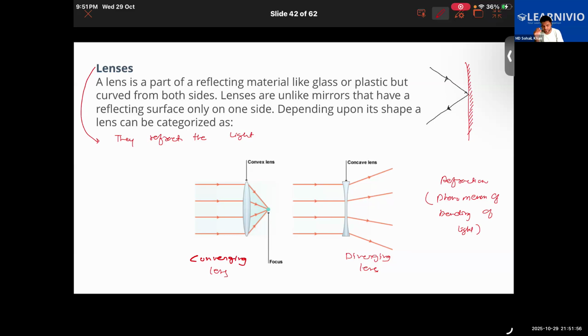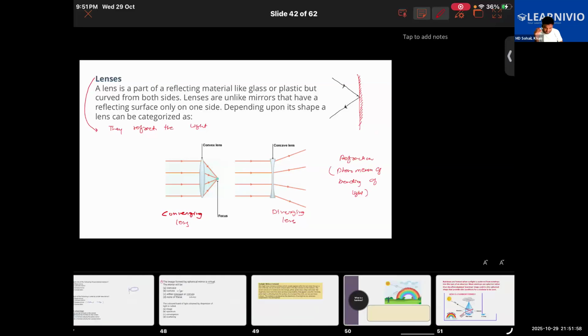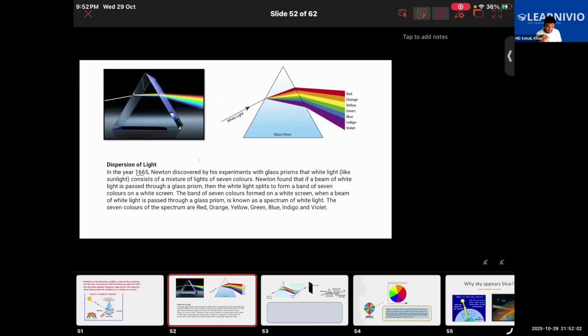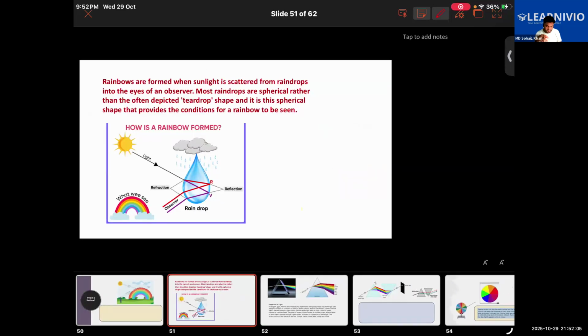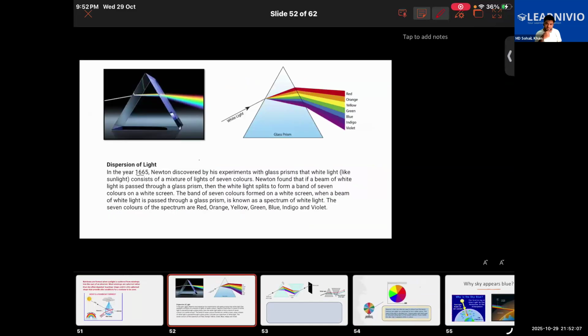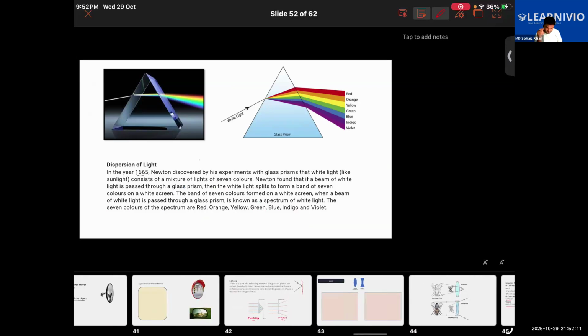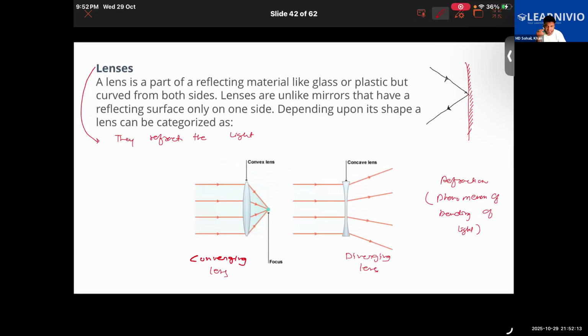We have that concept later on, we'll be learning about that also. Particularly here, you'll learn how the rays of light refract as they pass through raindrops, as they pass through the prism. So we have this topic later on. I'm just revising the things which we have done so far.